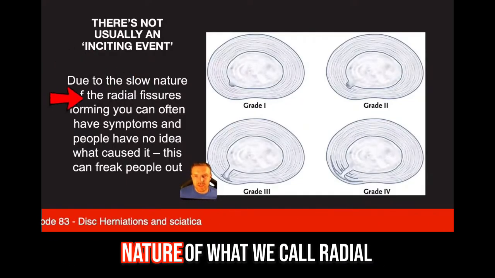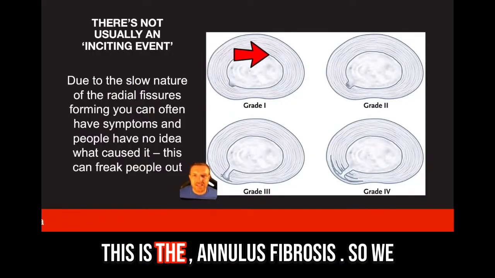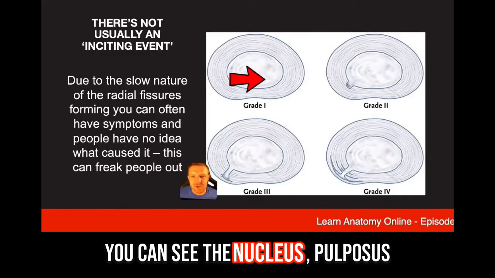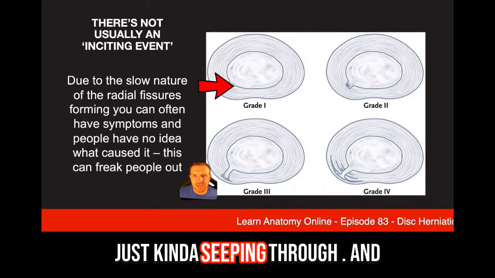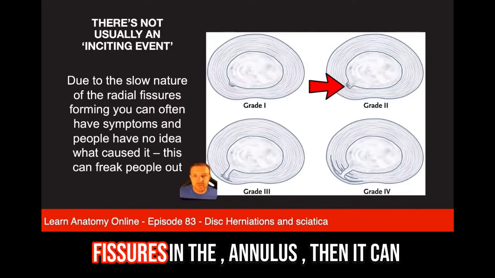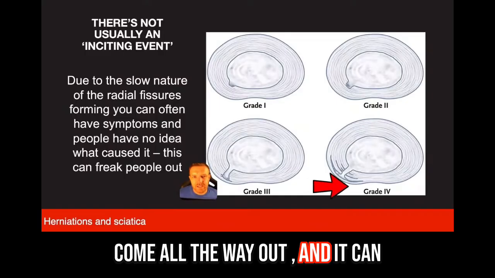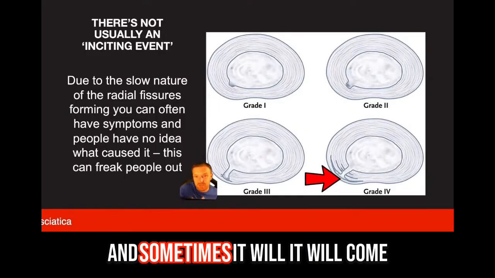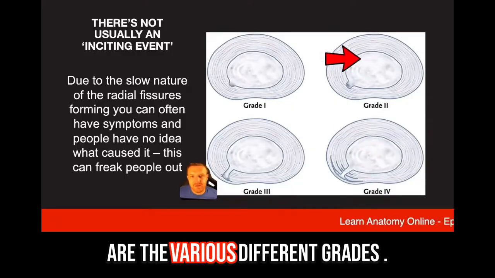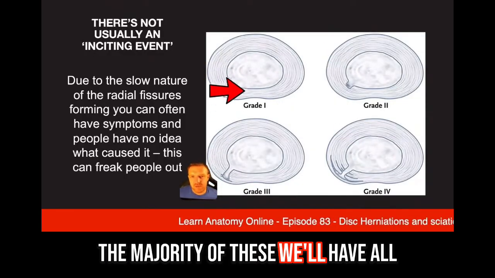Due to the slow nature of what we call radial fissures, if we have a look here, this is the annulus fibrosus. We looked at that in detail before, and you can see the nucleus pulposus just kind of seeping through. And as you get more and more fissures in the annulus, it can come all the way out to the edge, and sometimes it will come outside of the disc as well. These are the various different grades, and the majority of these will have all the time.